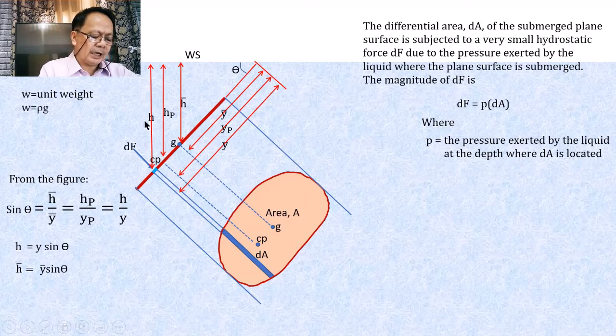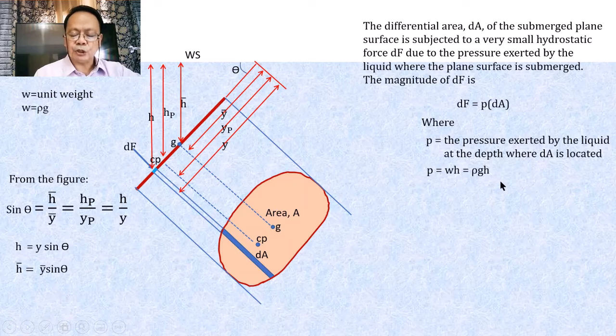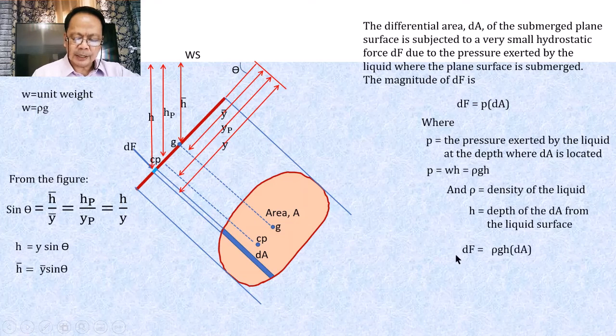Now, if dA is located at a height equal to H, and this liquid has the following property, unit weight, which is equal to rho multiplied by g, therefore, P will be equal to wH, which is also equal to rho multiplied by g multiplied by H. Kaya if this P will be substituted in this formula, then our dF will be equal to rho gH multiplied by dA. So, ang ibig sabihin nito, itong differential area na ito is subjected to a very, very small force equal to the product of rho gH multiplied by that differential area.